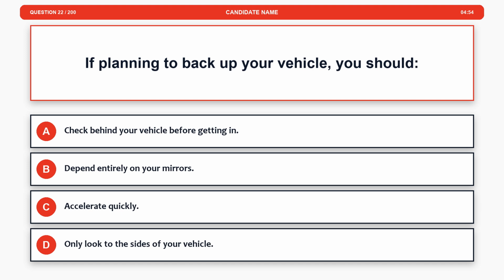Question 22. If planning to back up your vehicle, you should: Option A. Check behind your vehicle before getting in. Option B. Depend entirely on your mirrors. Option C. Accelerate quickly. Option D. Only look to the sides of your vehicle.